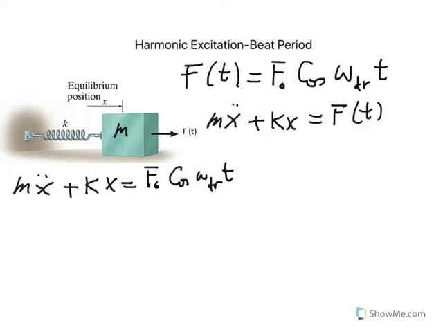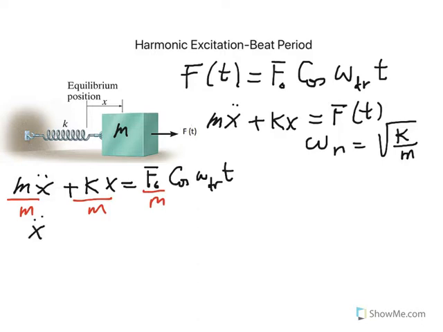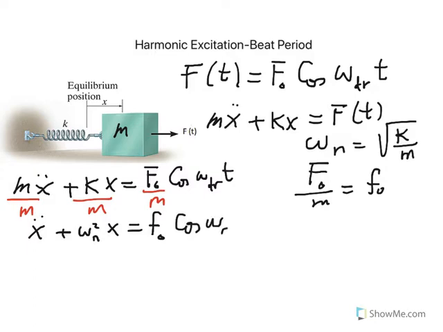So remember, the system has its own natural frequency. The natural frequency of the system, omega n, is the square root of k over m. So now if we go ahead and divide everything by mass, basically that's called the normalization, the differential equation becomes x double dot plus omega n squared, the natural frequency squared, times x, equal. Now this ratio of f0 over m, we're going to call it lowercase f0, and this is called the normalized amplitude. So this now becomes f0 cosine omega drt.